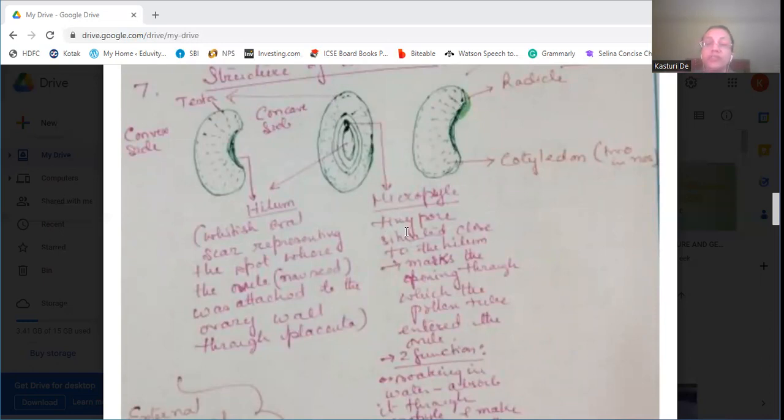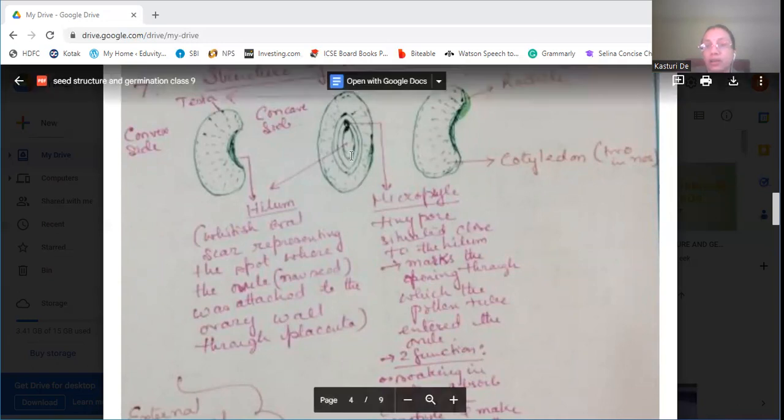What does it represent? It represents the spot where the ovule, which has now become seed, was attached to the ovary wall through the placenta. When the ovule was attached to the ovarian wall through the placenta, that portion, as the ovarian wall has come out, the scar is left. That white scar is known as hilum. Clear? And see this in the middle picture, you can see the hilum, that oval shaped structure.